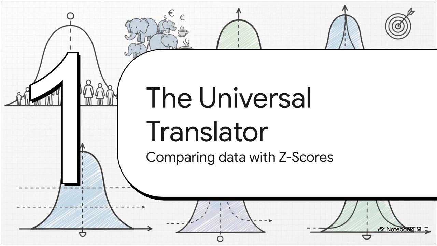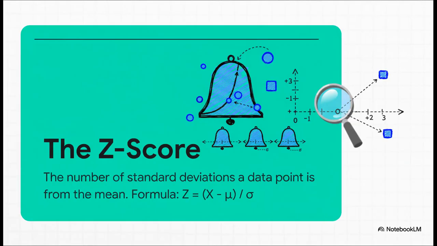But this brings up a tricky question. How do you compare completely different things? Apples and oranges, or in this case, pizza sizes in inches and exam scores in minutes. What's more impressive? They're on completely different scales. To compare them fairly, we're going to need some kind of universal language. And this is our solution, the z-score. The z-score is our universal translator.